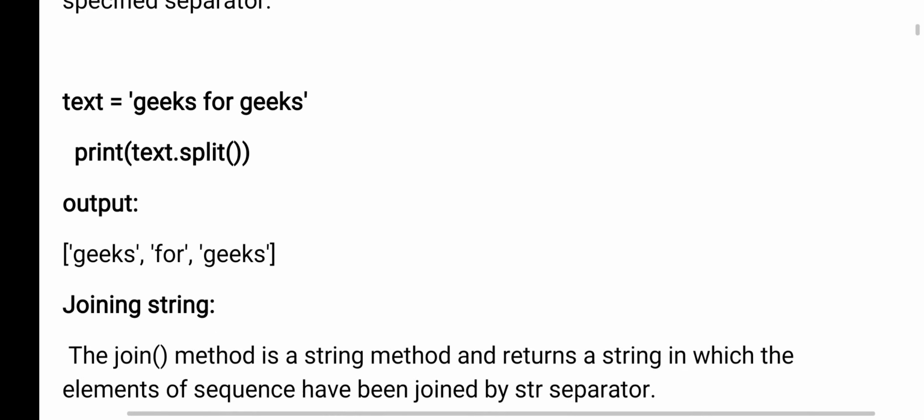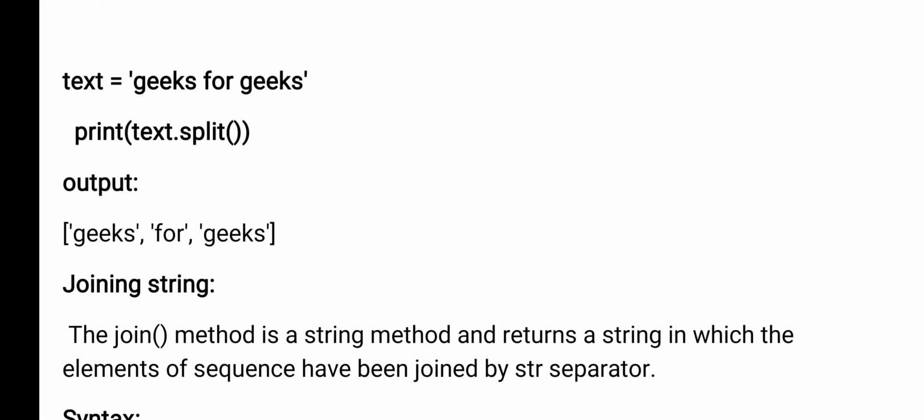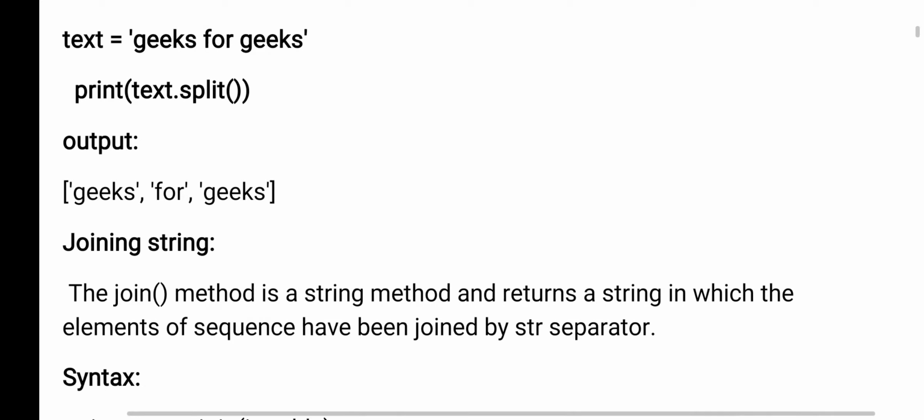See the example here: text is "geeks for geeks", a string. Print text dot split. So we are performing the split function on text. In that string, 3 words are there, so it divides the total string into 3 partitions: geeks, for, geeks. This is the first one.